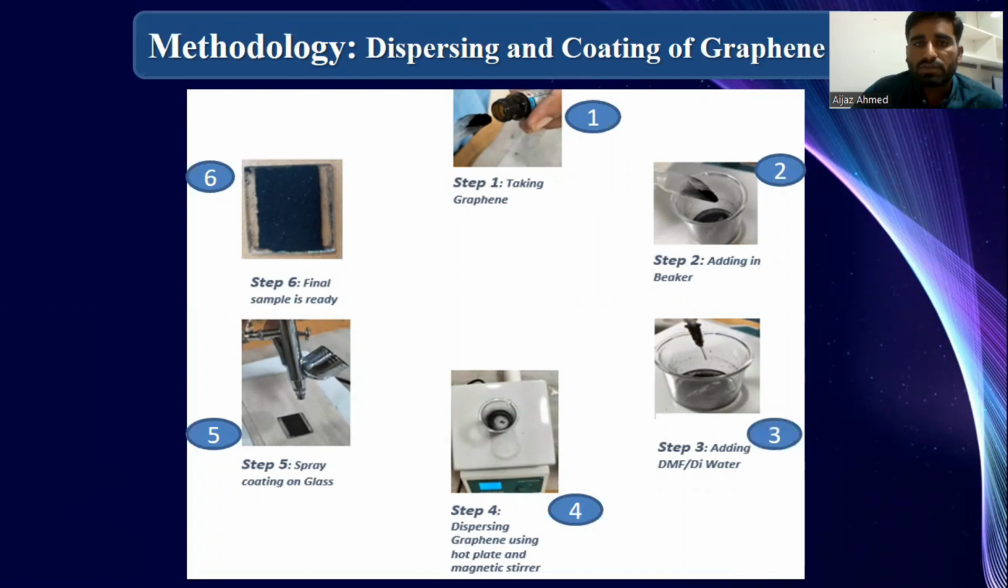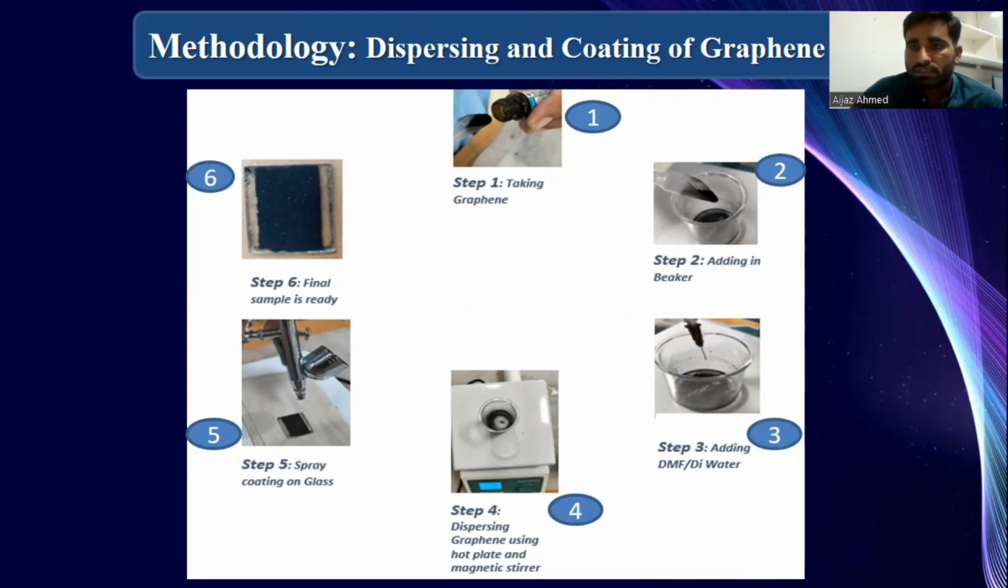First of all, in step one, we are putting the graphene in the beaker, and in step two, adding the solvent DMF to the beaker, as I have told earlier. In step three, we are adding the solvent and DI water, because we tried different solvents for the dispersion of graphene. First of all, we used DI water to disperse the graphene, but unfortunately, the graphene cannot be dispersed. So after that, we used DMF. In step four, you can see the dispersing of the graphene.